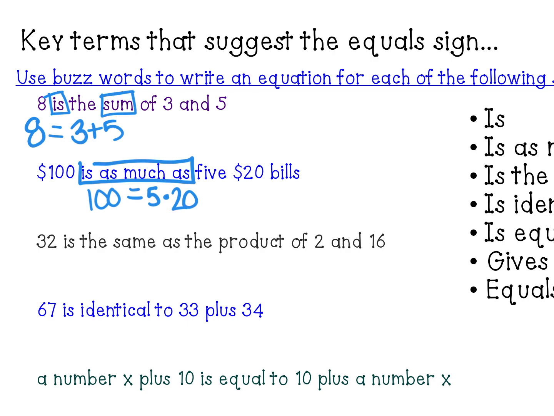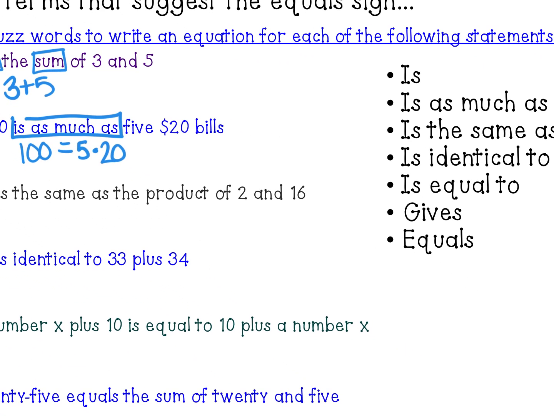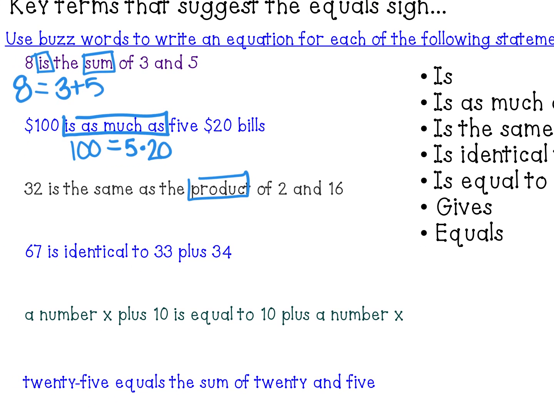Good. What about the next one? 32 is the same as the product of 2 and 16. Eva. Product. Good. Product is multiplication. What else? Yep. Is, and actually, is the same as. Good. So 32 is the same as, 32 equals. What's on my other side? 2 times 16. Very good.